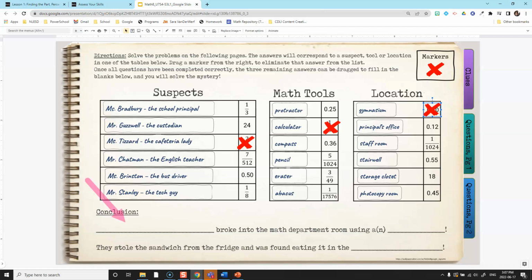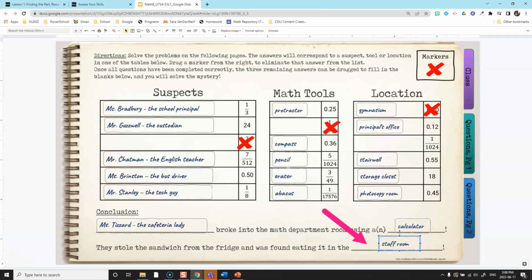Whoever the remaining suspect is, that's what goes in the first blank. So if I had Miss Tizard, I would drag that one down here. Whichever math tool was left over, so say I had calculator left over, I would place that there. And then they stole the sandwich from the fridge and found eating it in the, say, the staff room was left over, I would place that there.